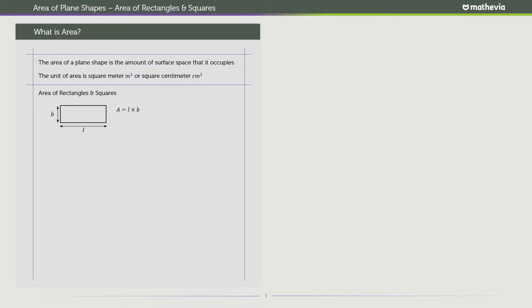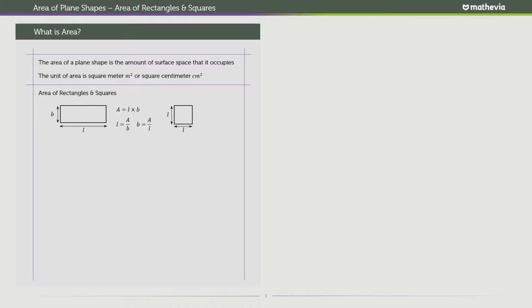You could be asked to calculate the length of a rectangle when you're given the area. If area equals length times breadth, to find the length, just divide the area by the breadth. Similarly, if you're given the length and the area and looking to find the breadth, you just divide the area by the length. Simple, straightforward. Now let's talk about squares.